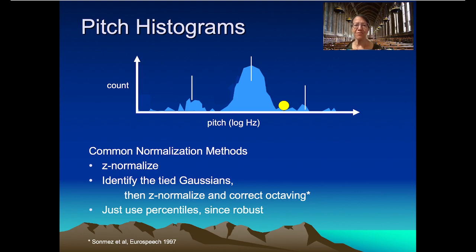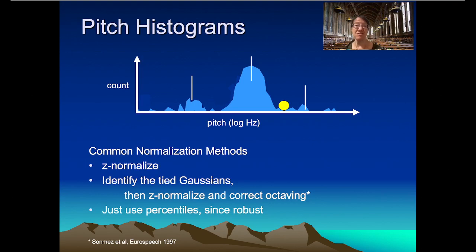Here, probably the lower one is associated with creaky voice, the mid one bimodal voice, and the higher mode there by, say, octaving or doubling errors. And you can formally represent this as a set of tied Gaussian mixtures that you could learn together, and then you could normalize and correct the octaving using that. That's a bit more heavyweight.